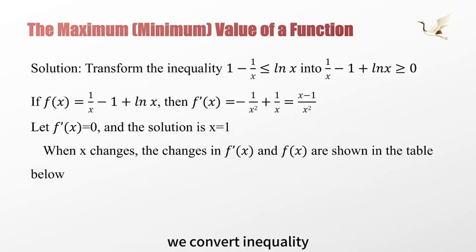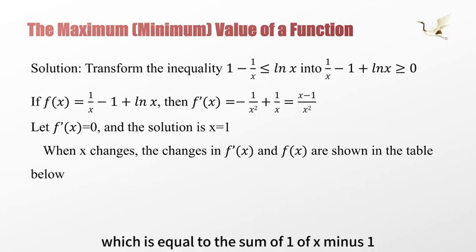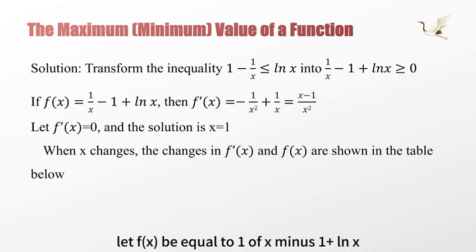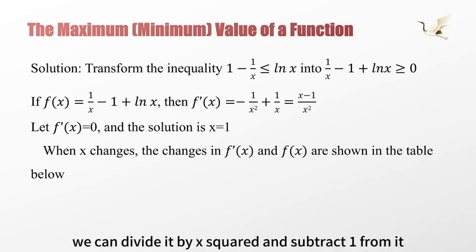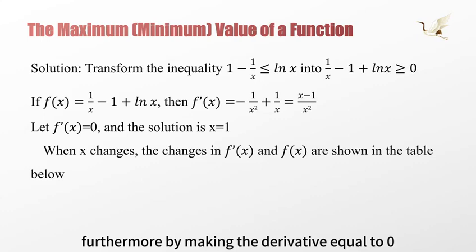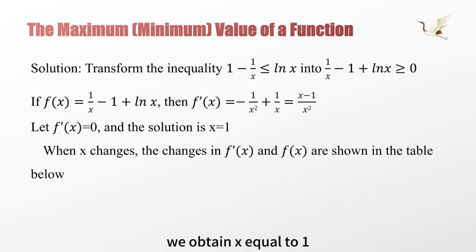We convert the inequality 1 minus 1/x less than or equal to ln x into the sum of 1/x minus 1 and ln x being greater than or equal to 0. Let f(x) be equal to 1/x minus 1 plus ln x. So we can get that its derivative is negative 1/x squared plus 1/x, which we can write as 1/x squared times (x minus 1). Furthermore, by making the derivative equal to 0, we obtain x equal to 1.